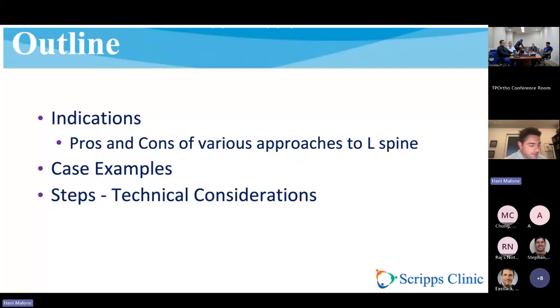So obviously, TLIF isn't something we do a ton of, but today we're going to go through the indications, pros and cons of various approaches to the spine for interbody fusion. We'll do some case examples and then go through some of the technical considerations. The AO spine actually has a nice chapter on the exact step-by-step procedure, especially for MIS TLIF, which is really the only way that I do it for the most part.